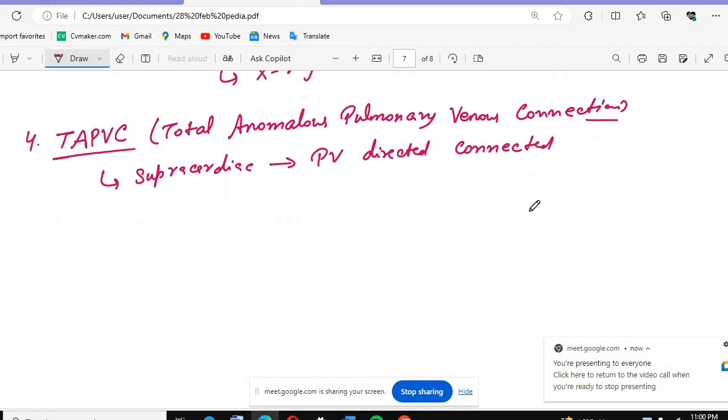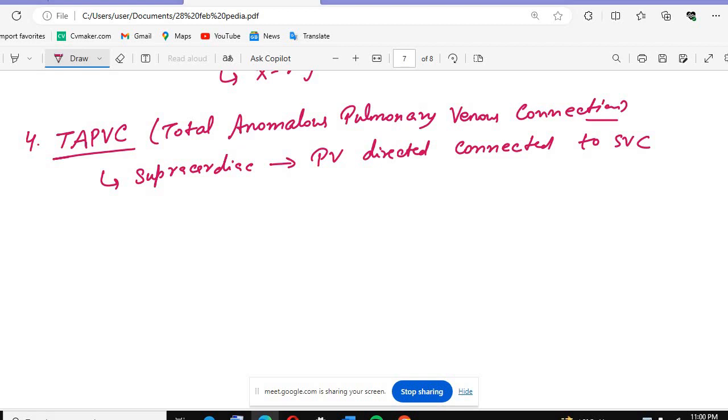Normally, the pulmonary veins open into the left atrium. But in the supracardiac condition, the pulmonary veins are directly connected to the superior vena cava. That's why we call this condition supracardiac TAPVC.